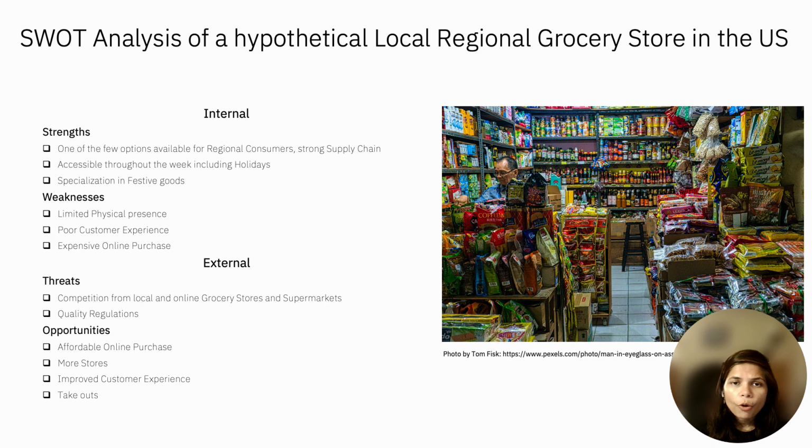Again, it can open more stores placed strategically across a region. So that would again make it more accessible and create its brand within its consumer base.